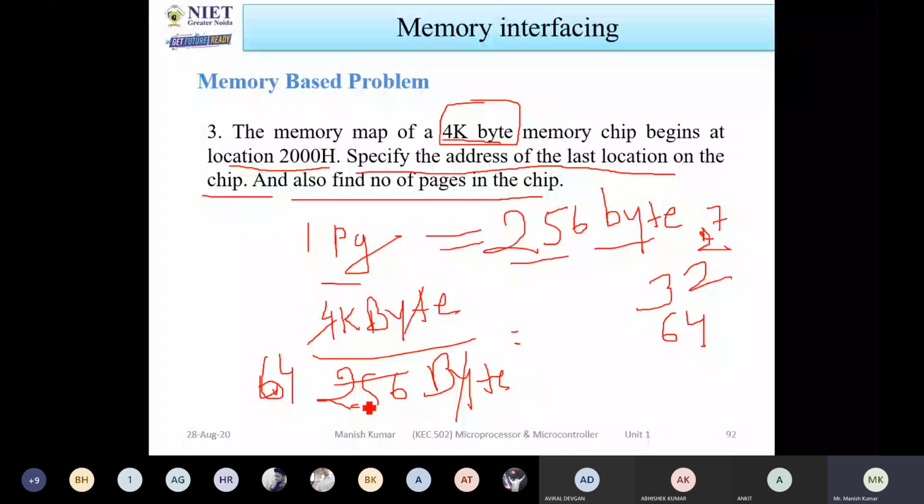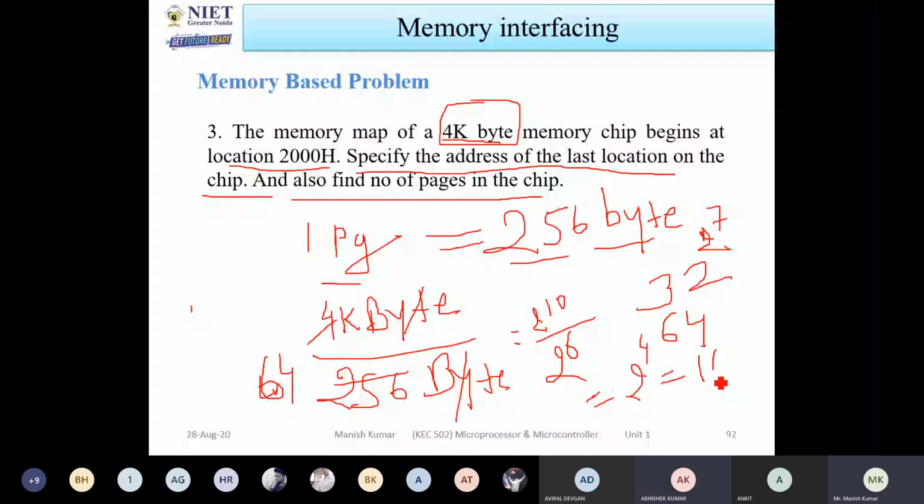So 1 kilo means what? 2 to the power 10. And 64 means what? 2 to the power 6. Correct. So you are getting the answer 2 to the power 4, which is 16.